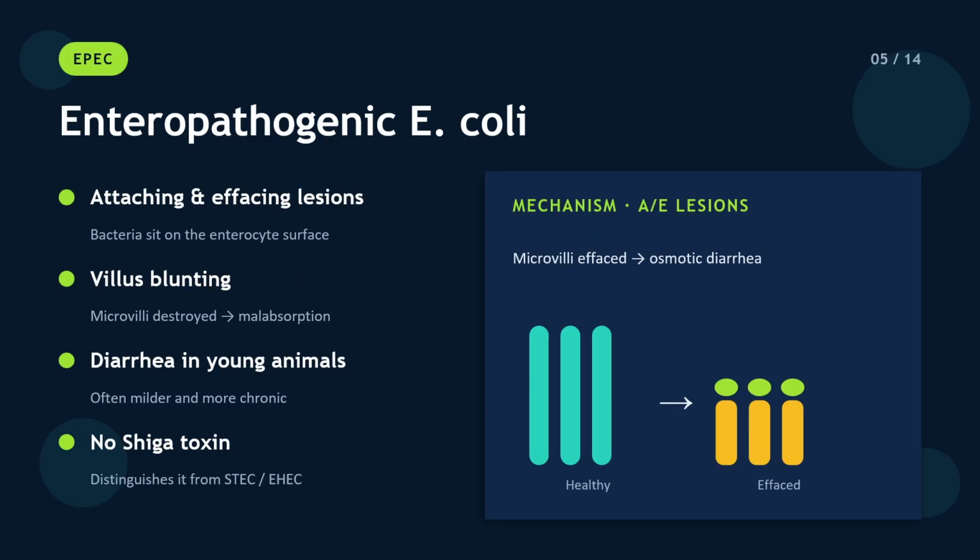EPEC causes diarrhea by physically damaging the intestinal epithelium. It forms attaching and effacing lesions. The bacteria sit on the enterocyte surface and destroy microvilli. This leads to malabsorption and osmotic diarrhea. Unlike STEC or EHEC, EPEC does not produce Shiga toxin, so the disease is usually milder and more chronic.